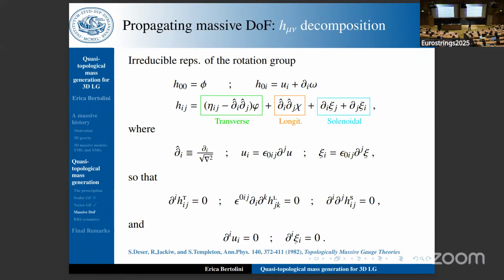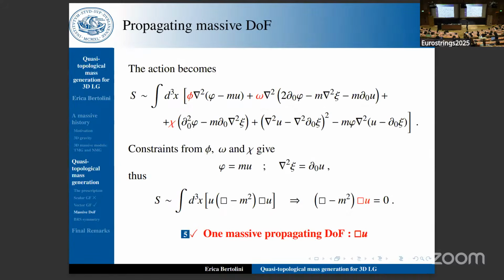But we can go on and even count the degrees of freedom, as I was anticipating at the beginning. One can do this as it was done in the paper by Nezerjikov and Templeton. We can decompose the gauge field in terms of irreducible representations of the rotation group, and then further in terms of transverse, longitudinal, and solenoidal parts. This satisfies the following relations.